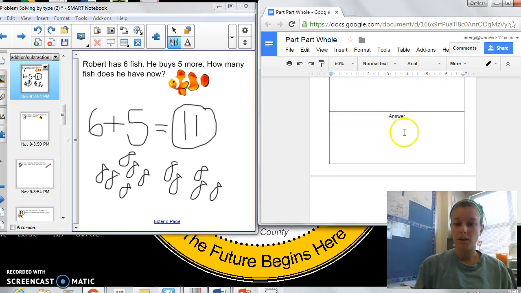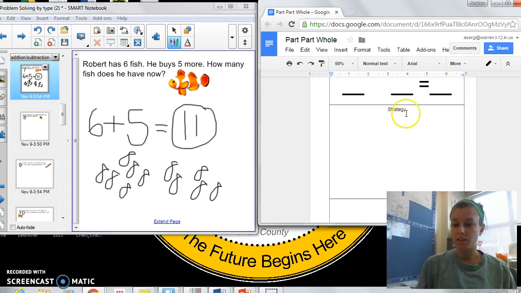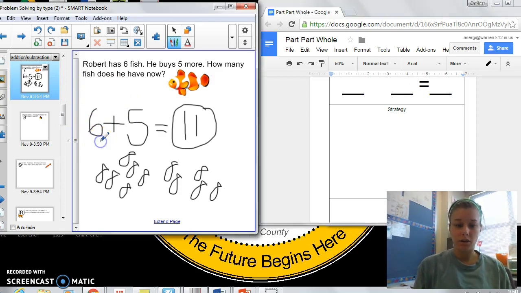I would write 11 right here where it says answer. I would just write 11. And right here where it says strategy, this is where you would have drawn your picture. A different strategy I could have done is I could have looked for my larger number, and I know my larger number is 6, and I could have counted on 5. So I put 6 in my brain, 6, 7, 8, 9, 10, 11. So I got the same answer. I could draw a picture or I could count on. So that's how we solve an addition story problem.